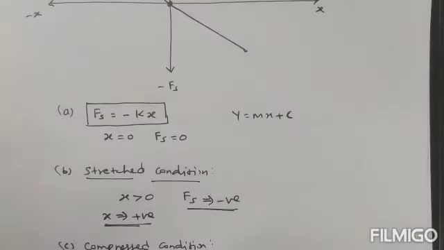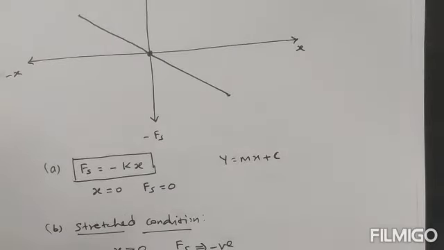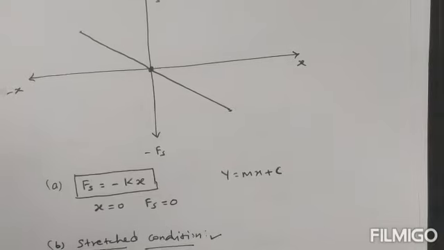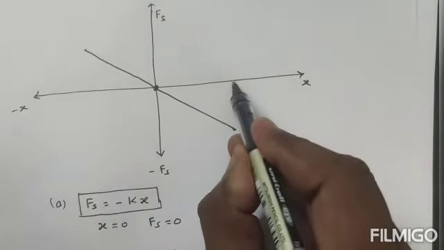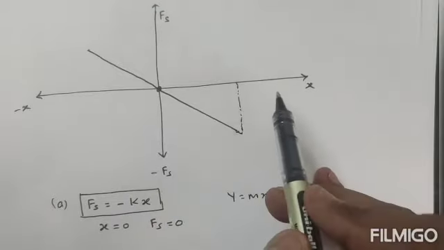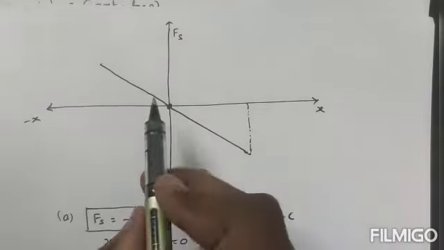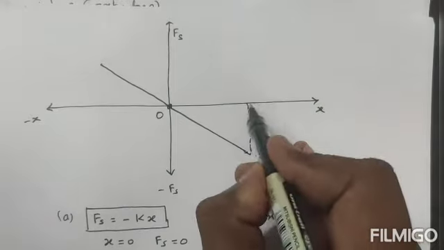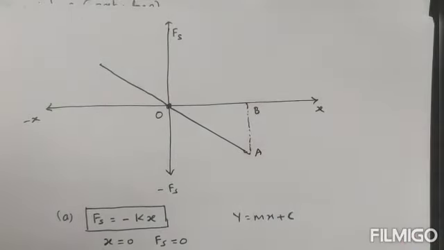So now what we are going to do is calculate the work done. For example, I can calculate the work done for the stretched condition. So let's take this work done area, because here is the force, here the displacement, and force into displacement is the work done. For our convenience, this is origin O, this point represents A, and let's take this point as B. So I'm going to calculate this area.